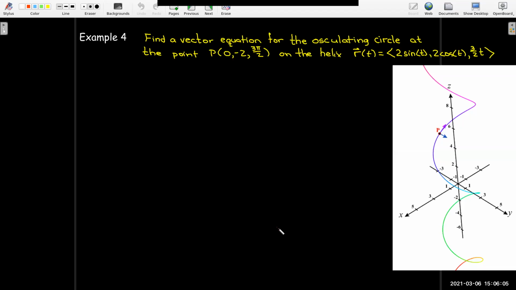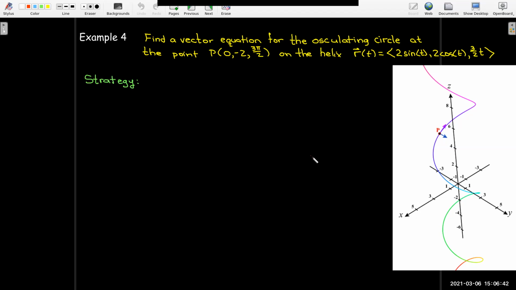So let's work out an example. We're given a helix, 2 cosine of t, 2 sine of t, 3 halves t, and a point on the helix when t equals pi. So here is a plot of our helix with our point, our tangent vector, and our unit normal vector. We'd like to find a vector equation for the osculating circle.